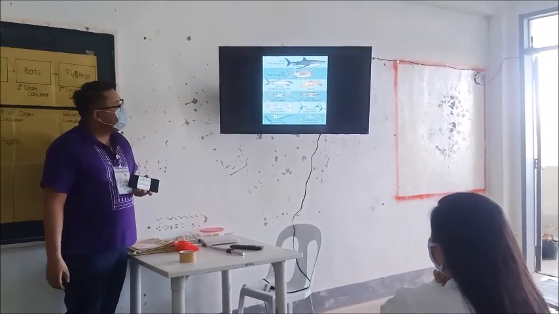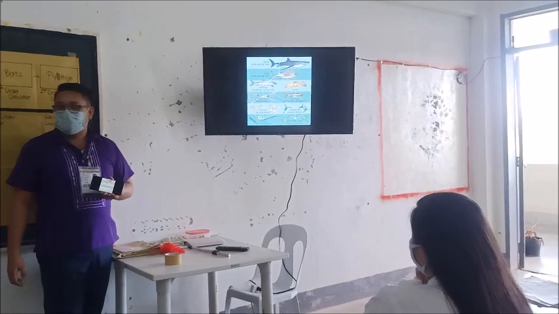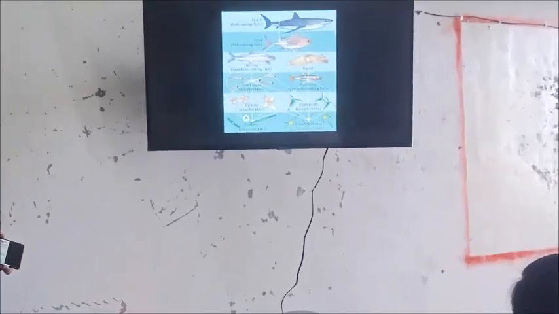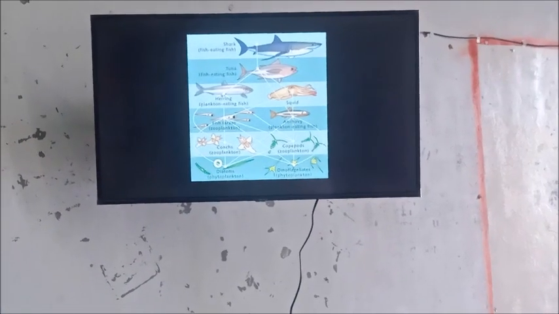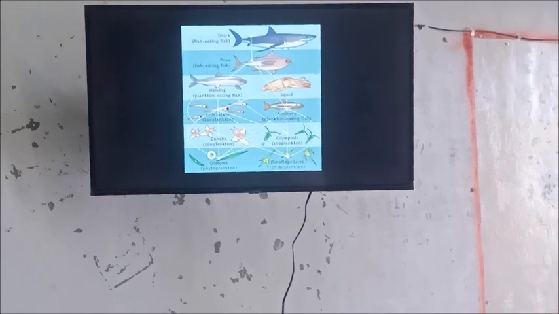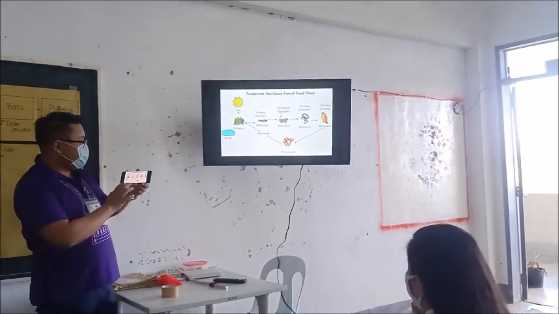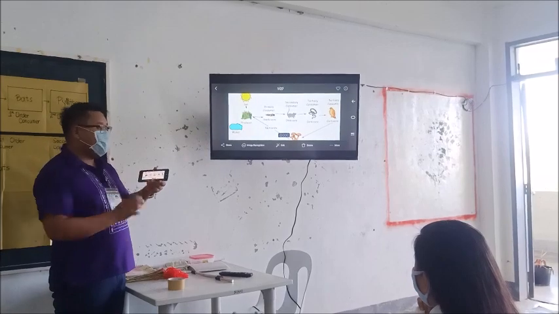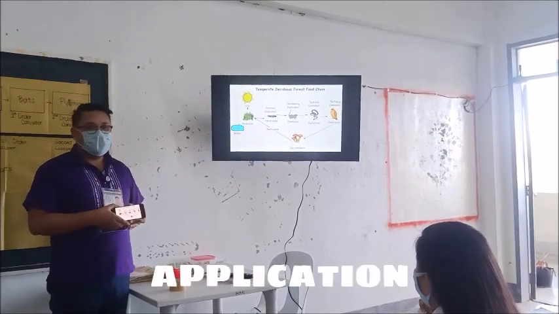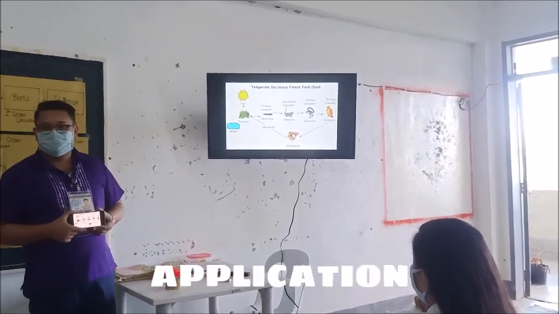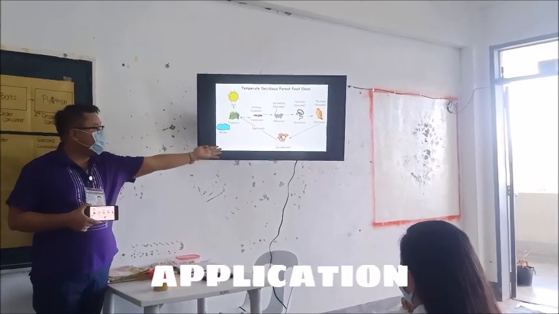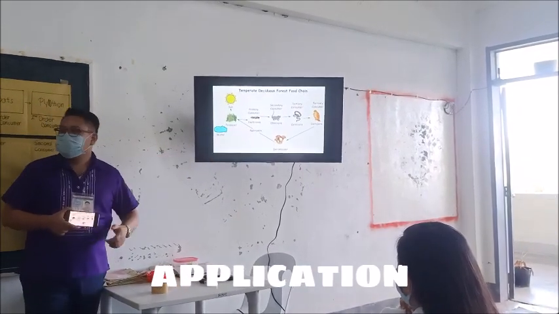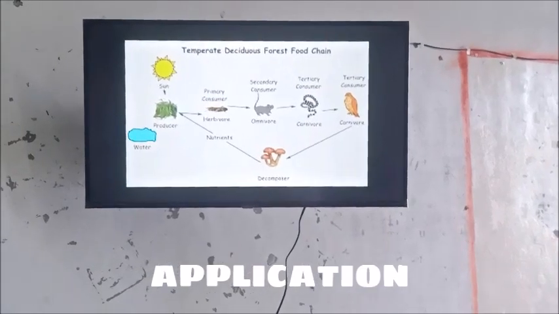So another picture here is this one. So this is a food web in the ocean or in the sea. As you can see, also the arrows are interconnected. I have here another picture that includes a very important organism. What do you think is that organism? The decomposers. So why do you think that decomposers are important?